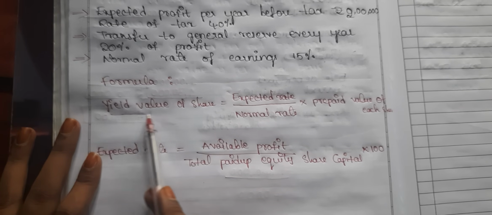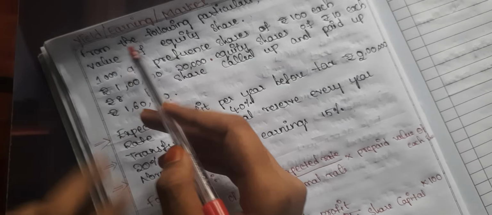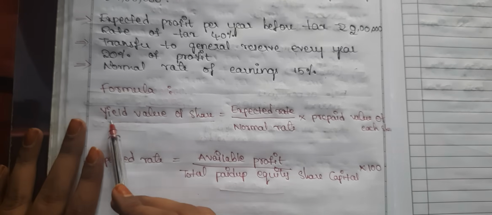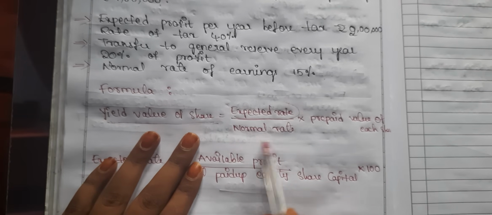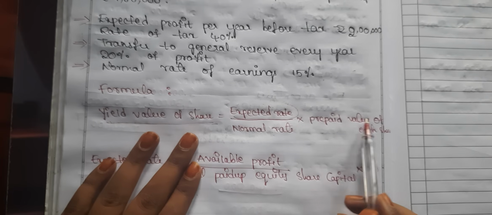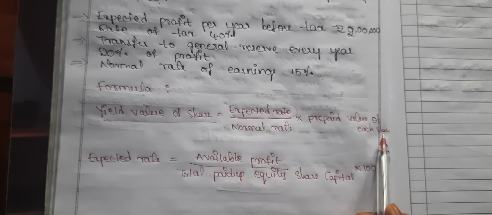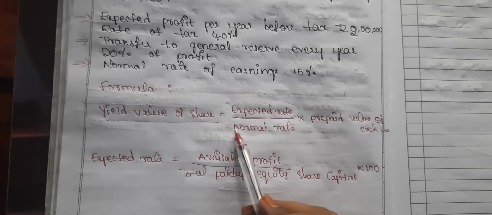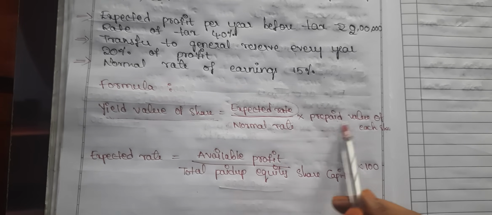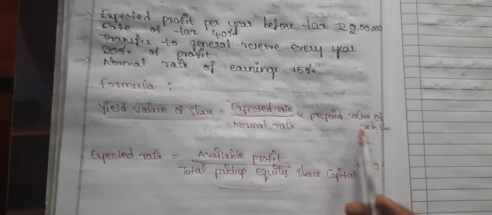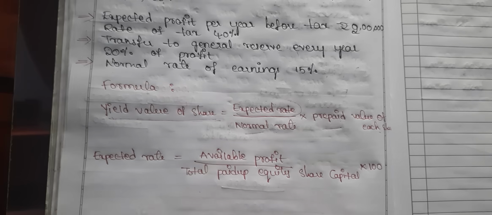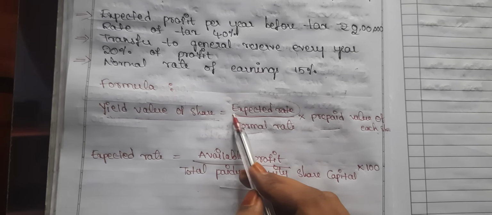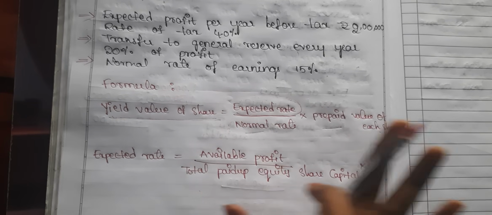Formula, what is there? Yield value of share. In this yield basis method, yield value of share is equal to expected rate by normal rate into paid up value of each share. Okay, expected rate by normal rate into paid up value of each share. They will give you the paid up value of each share, they will give you the normal rate. You need to find the expected rate, that's all.